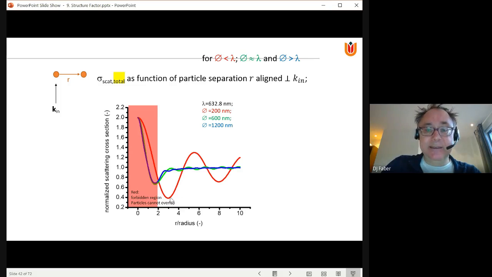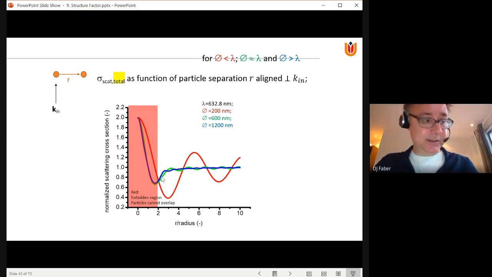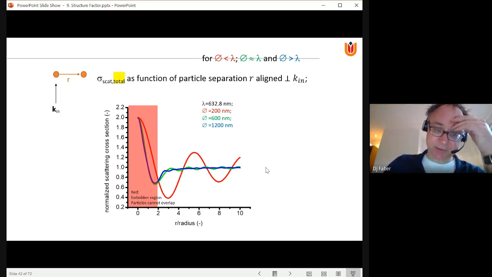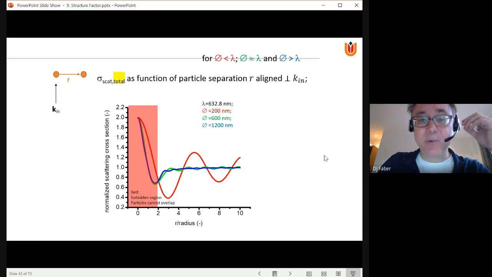And then again, that happens for the small particle, you get all these oscillations again. For the larger particles, the effect is also there. So at short distances, if the particles are at short distance, then the destructive interference between the fields causes the total scattering cross section to be less. And then if you increase the distance, then these effects become less and less important, and then it goes asymptotically to a value of 1 again.